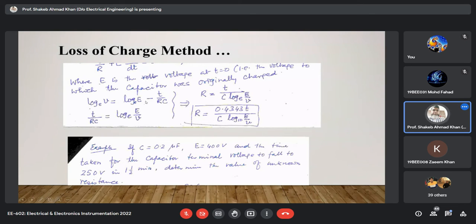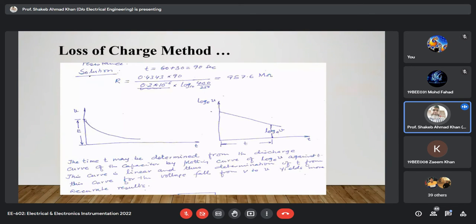So instead of drawing the curve between voltage and time, we draw the curve between log of the voltage and time. The advantage of this is that for drawing the first curve you require many data points because it is a non-linear curve. Here it is a straight line, so you require only two readings.